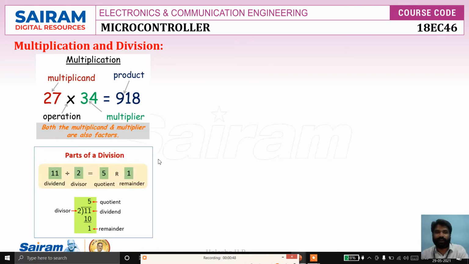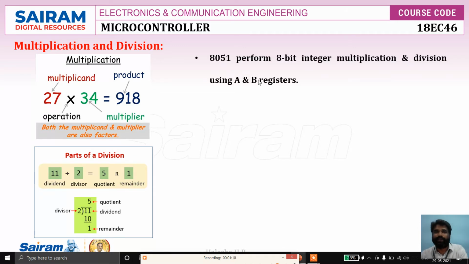And the division process. These are the parts of a division. We have a divisor. If you want to divide 11 by 2, 11 is the dividend, 2 is the divisor. You will get a quotient 5 and remainder 1. So the result of division is quotient and remainder. Operands are dividend and divisor. Here, multiplication operands are multiplicand and multiplier. Result is product.